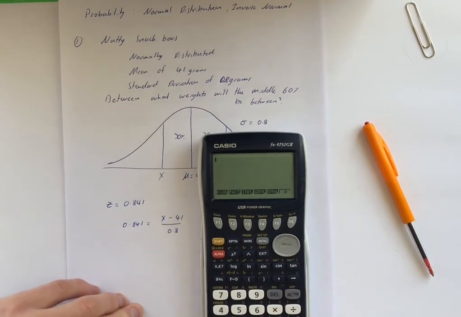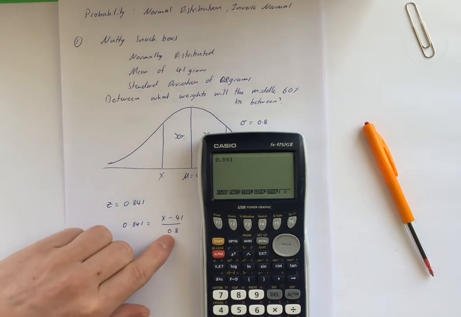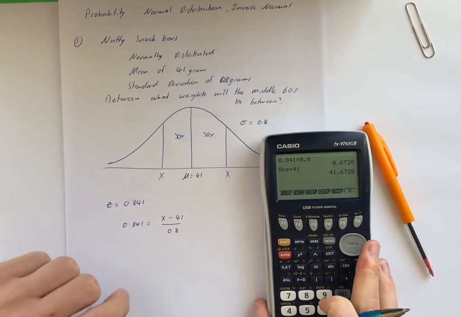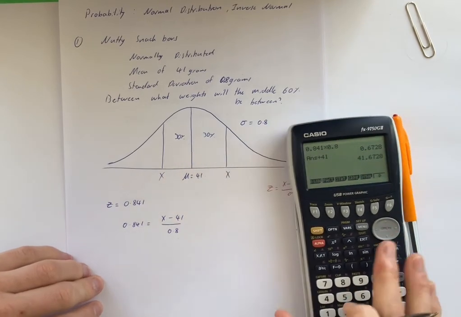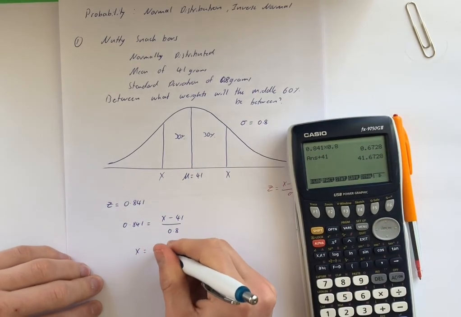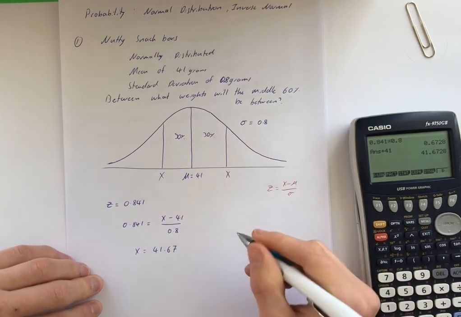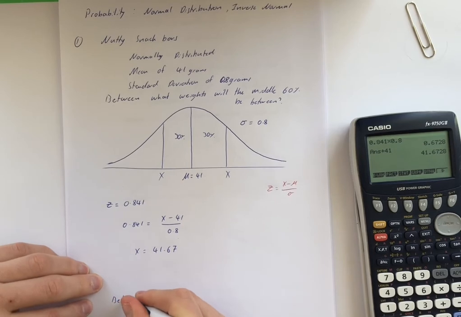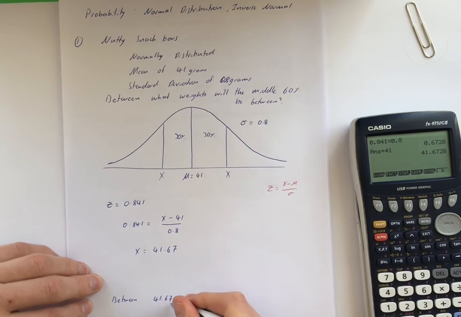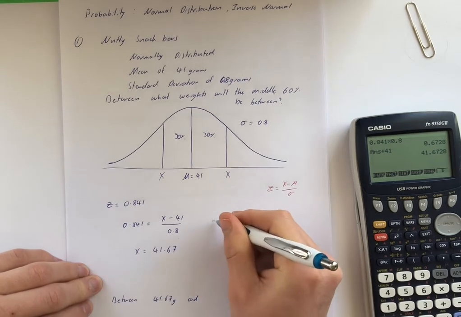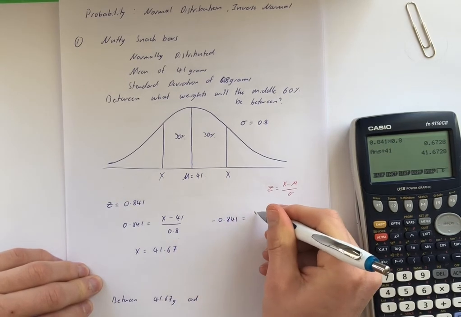So now all we have to do is rearrange for that X value. Okay, so 0.841, we're going to times by 0.8, and we're going to add 41. So 41.67. All right, so we're going to start our sentence between 41.67 grams, and we need to go in the opposite direction, so we need to do this for negative 0.841 as well.